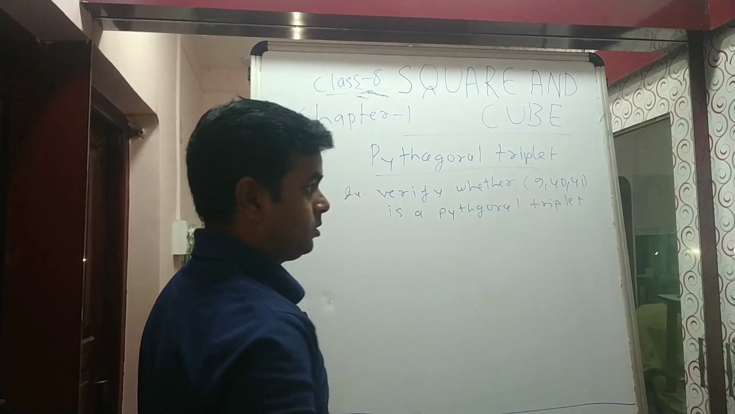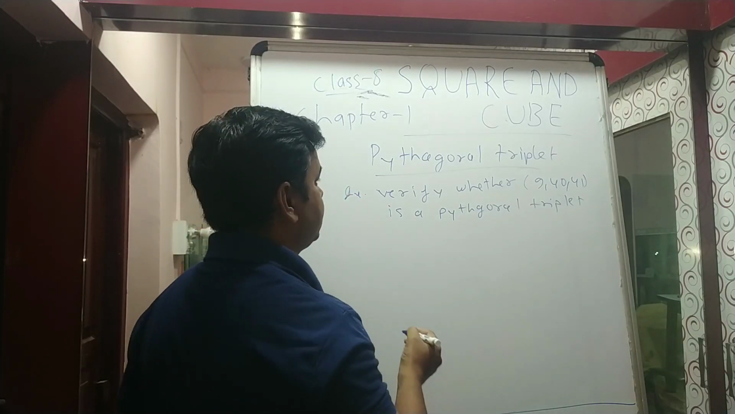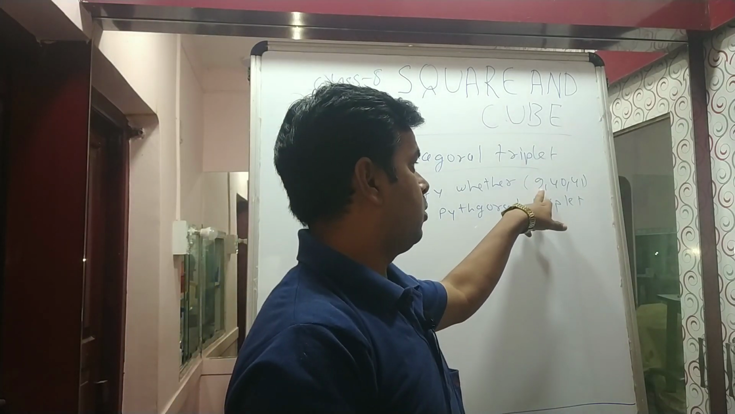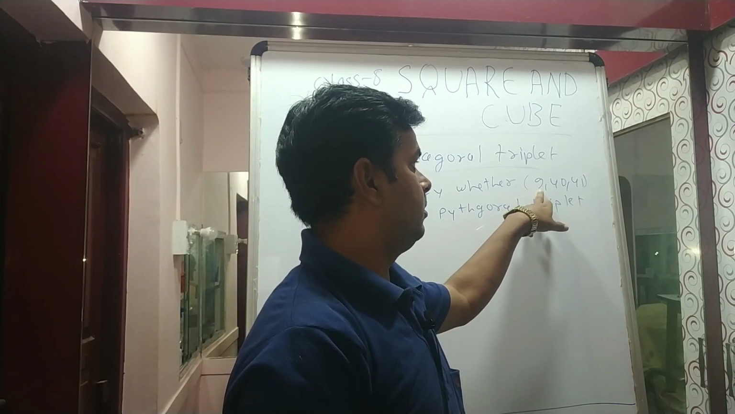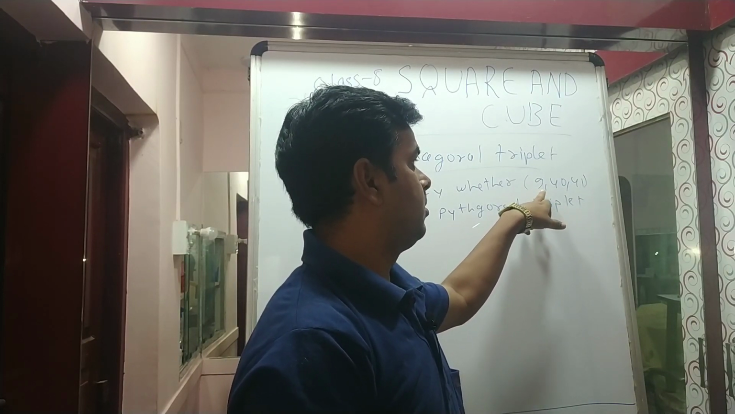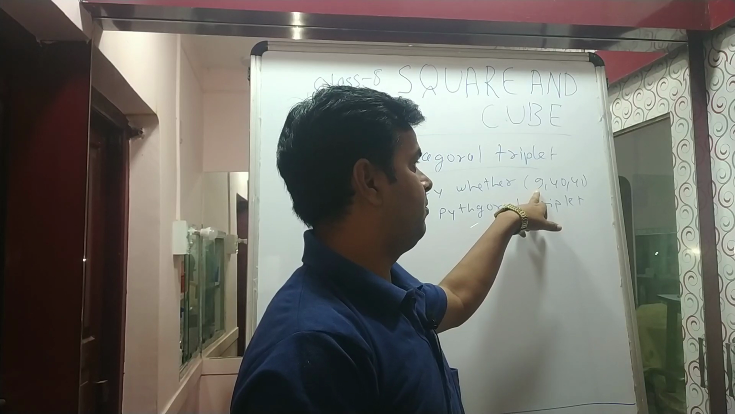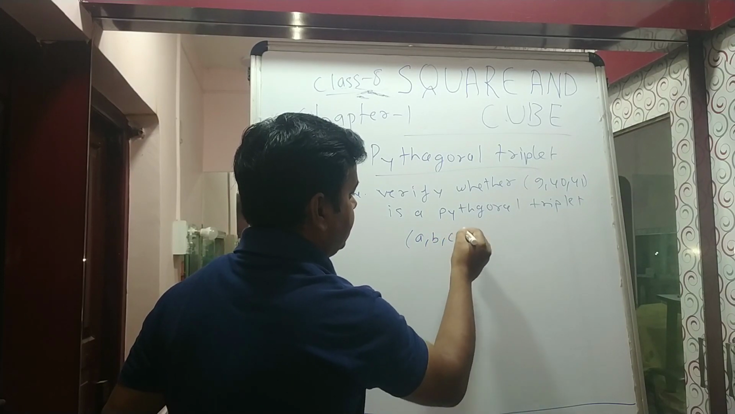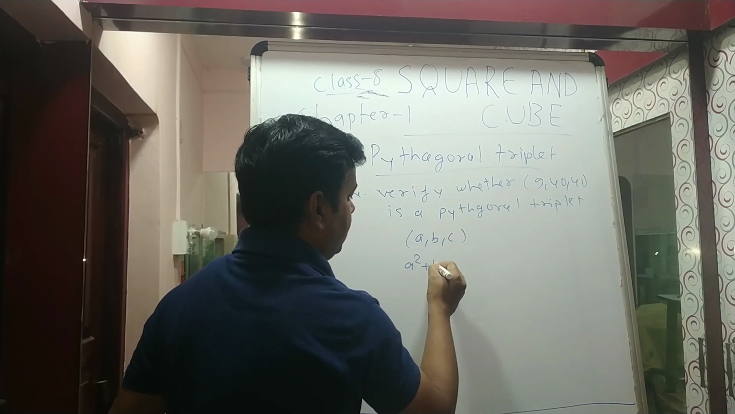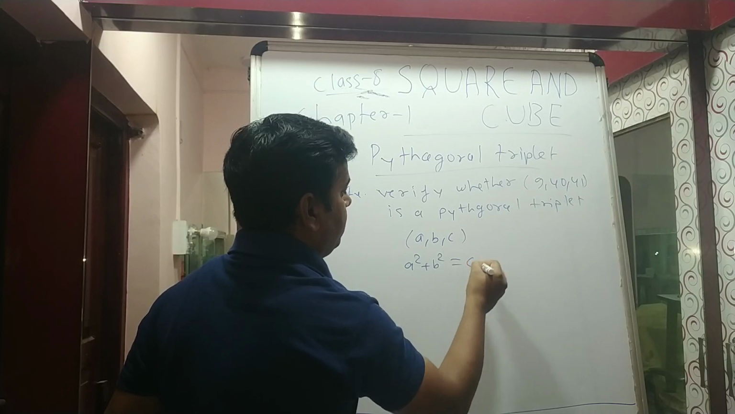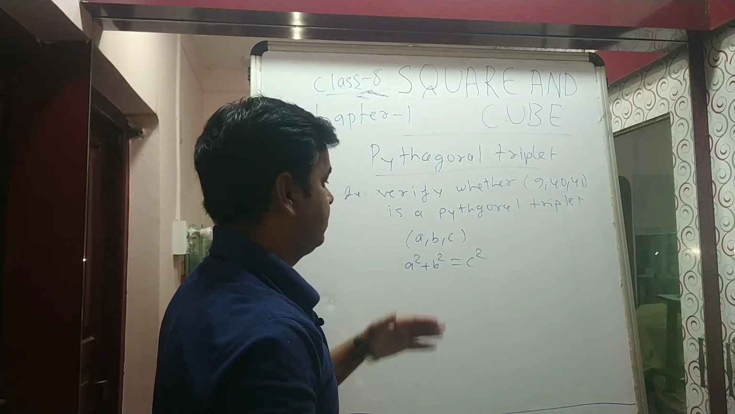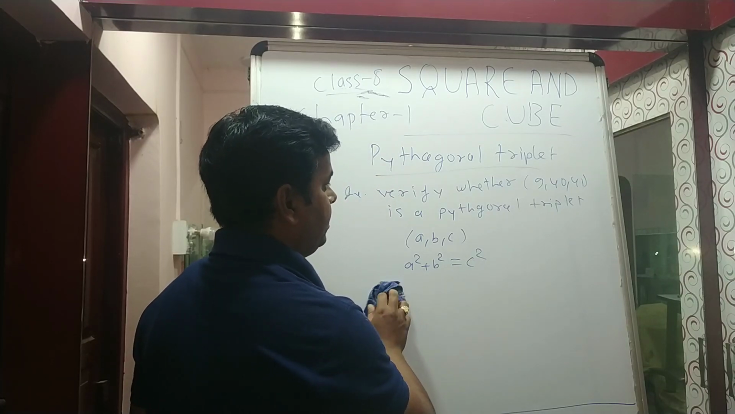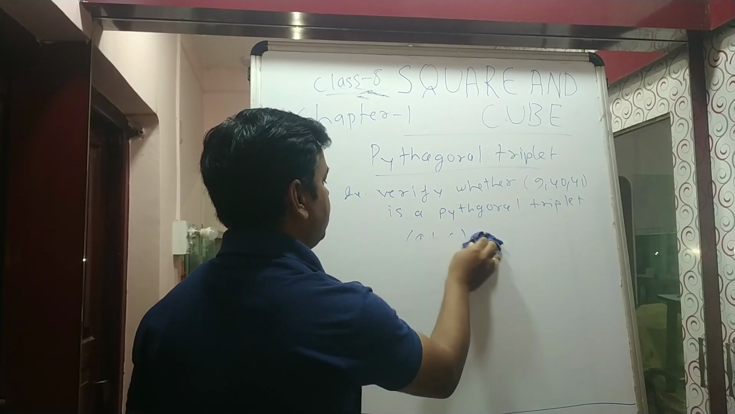Okay, so what we need to do is, Pythagorean triplet basically is if the sum of the squares of the first term and second term, let's suppose this is a, b and c, a square plus b square should be equal to c square. If this is happening, then we can say that it is a Pythagorean triplet. Let's check this one if it is applicable for this particular question or not.